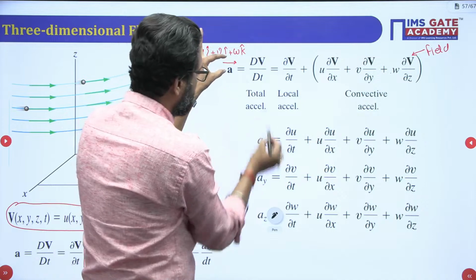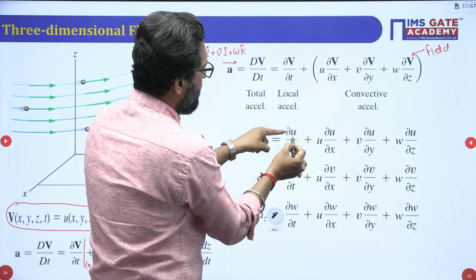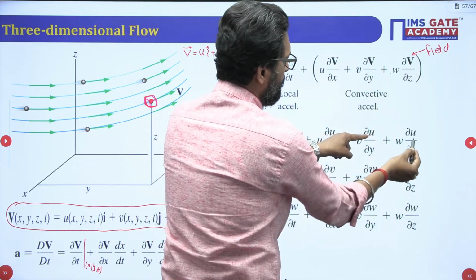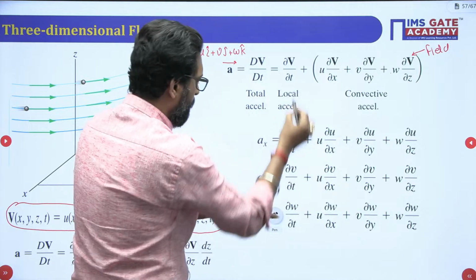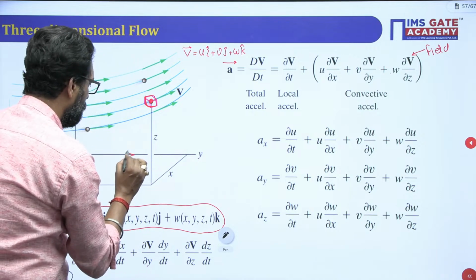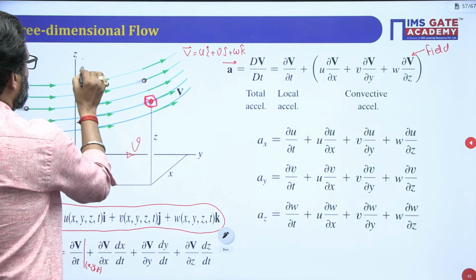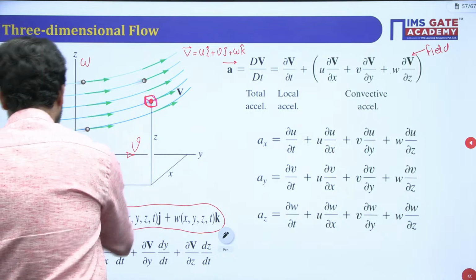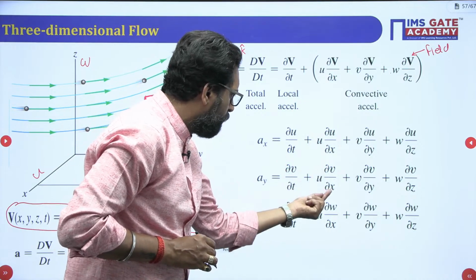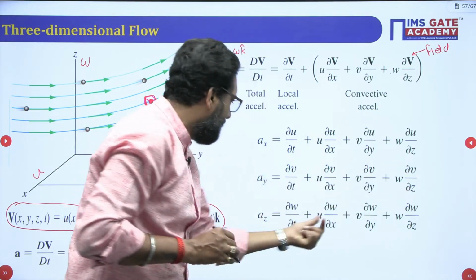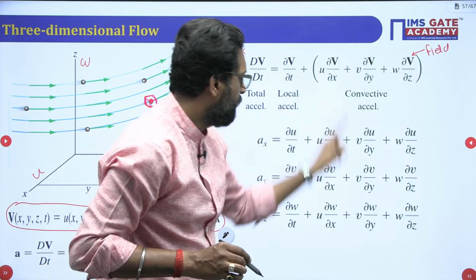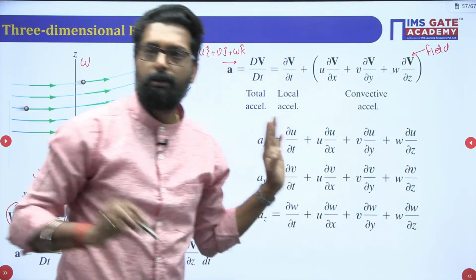Now if you take the acceleration in the x direction, put u, it is in the x direction. If you find the y direction, put v, it is in the y direction. That means the y direction velocity is v, the z direction velocity is w, and the x direction velocity is u. So this is ∂v/∂t plus u ∂v/∂x plus v ∂v/∂y plus w ∂v/∂z. Like that, if you take the z direction, put w. So these are the acceleration components.